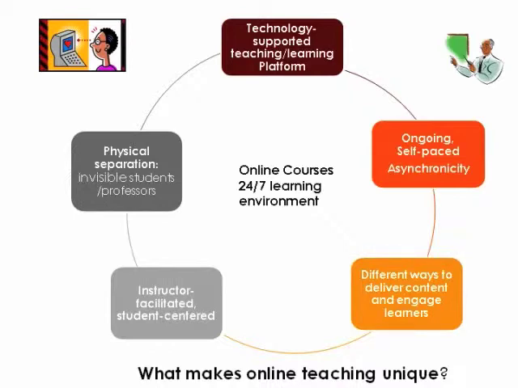I'd like to draw your attention first to this big circle standing for the 24/7 environment. In this environment, the students are physically separated from their instructor and from other students, from their peers. So this 24/7 learning environment is learners' only connection to instructor, to course content, and to their peers. Some people say that online learners are invisible learners. Online professors are invisible instructors, which is quite true.